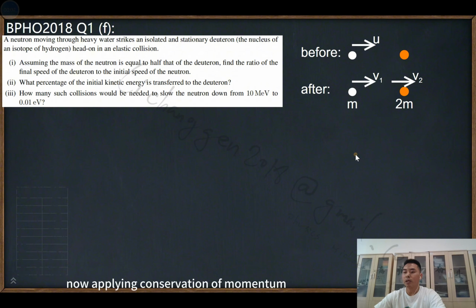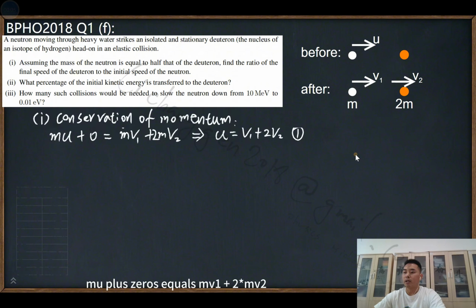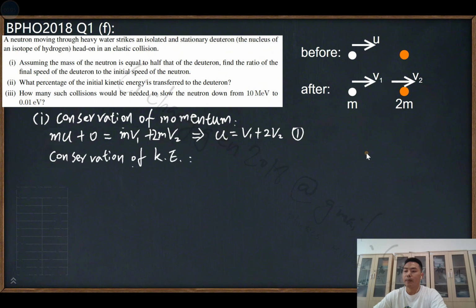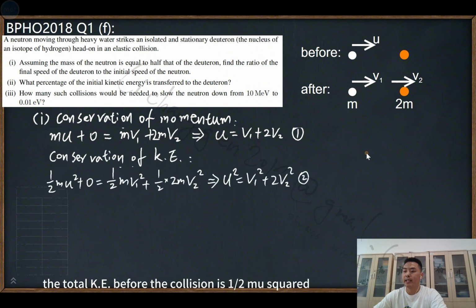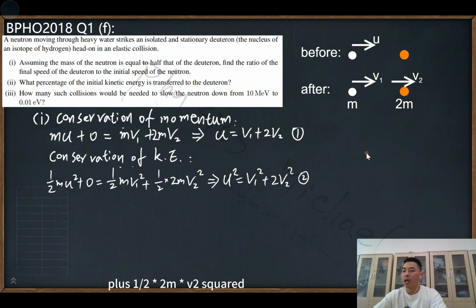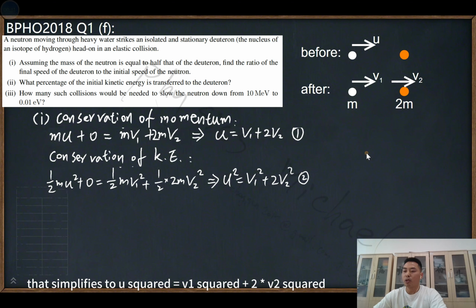Now, applying conservation of momentum, mu plus zero equals mv1 plus 2mv2. If we divide through by m, we get a simple equation: u equals v1 plus 2 times v2. Next, using conservation of kinetic energy for elastic collisions. The total kinetic energy before the collision is 1/2 mu squared. After the collision, it becomes 1/2 mv1 squared plus 1/2 times 2m times v2 squared. That simplifies to u squared equals v1 squared plus 2 times v2 squared.